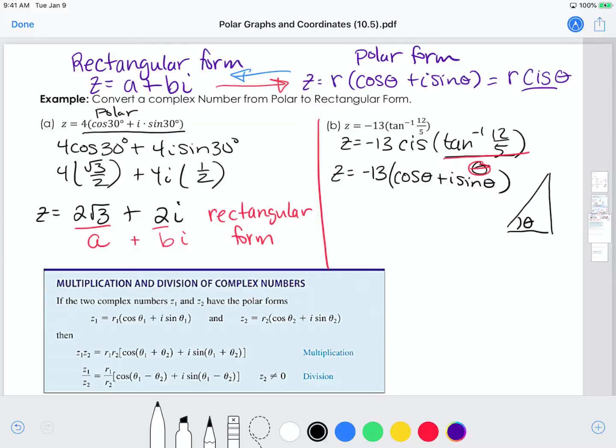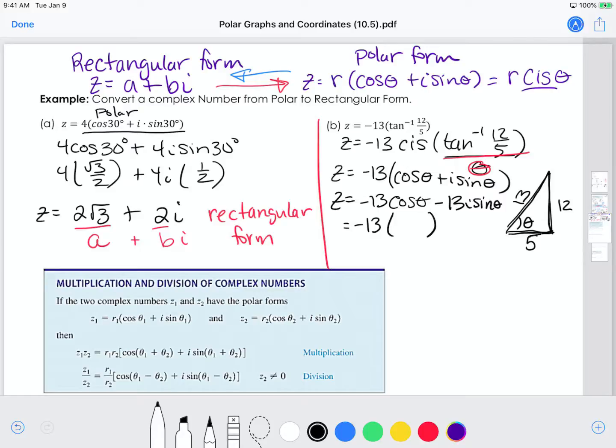So if this is our angle and our tangent is 12 over 5, that would be opposite over adjacent. So I'm setting up my triangle. And then if I use Pythagorean theorem, I'll get that 13 is the hypotenuse. So now I can use that to find cosine theta and sine theta.